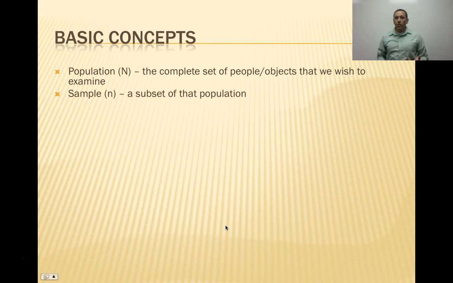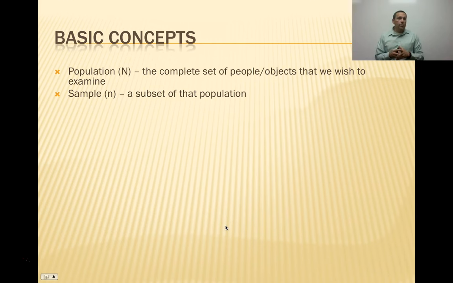One of the things that I want you to note is the, in parentheses, this uppercase N, and for the sample, the lowercase n. These are statistical notations that you might see in research or that at some point we'll talk about in class. Anytime you see an uppercase N by itself or a lowercase n, you know immediately that statistically speaking, we're talking about either the population or the sample.